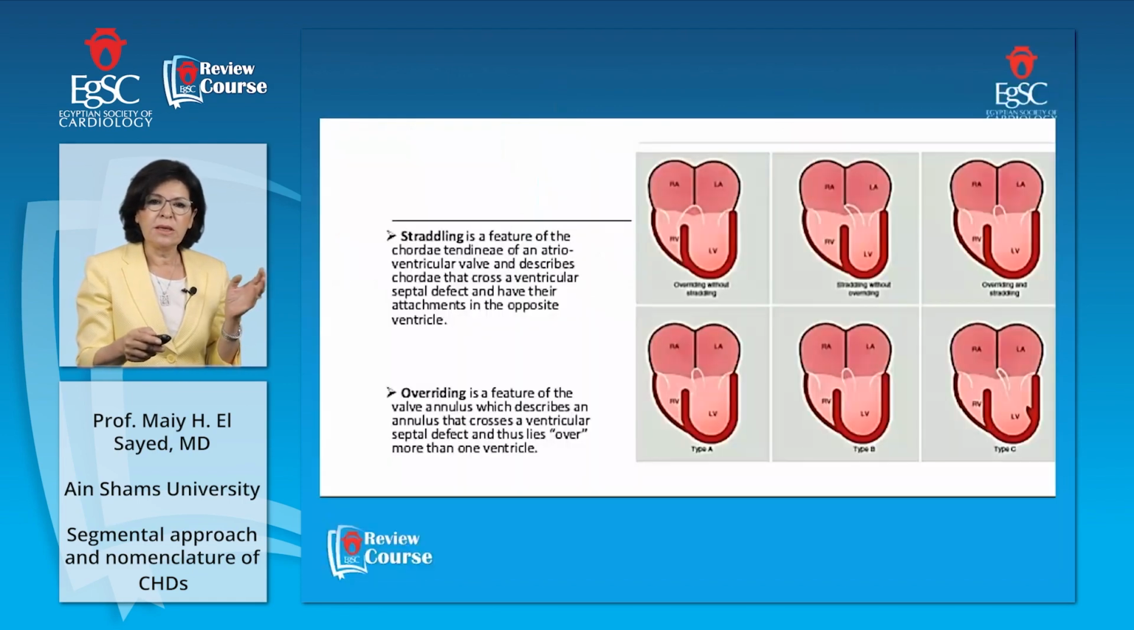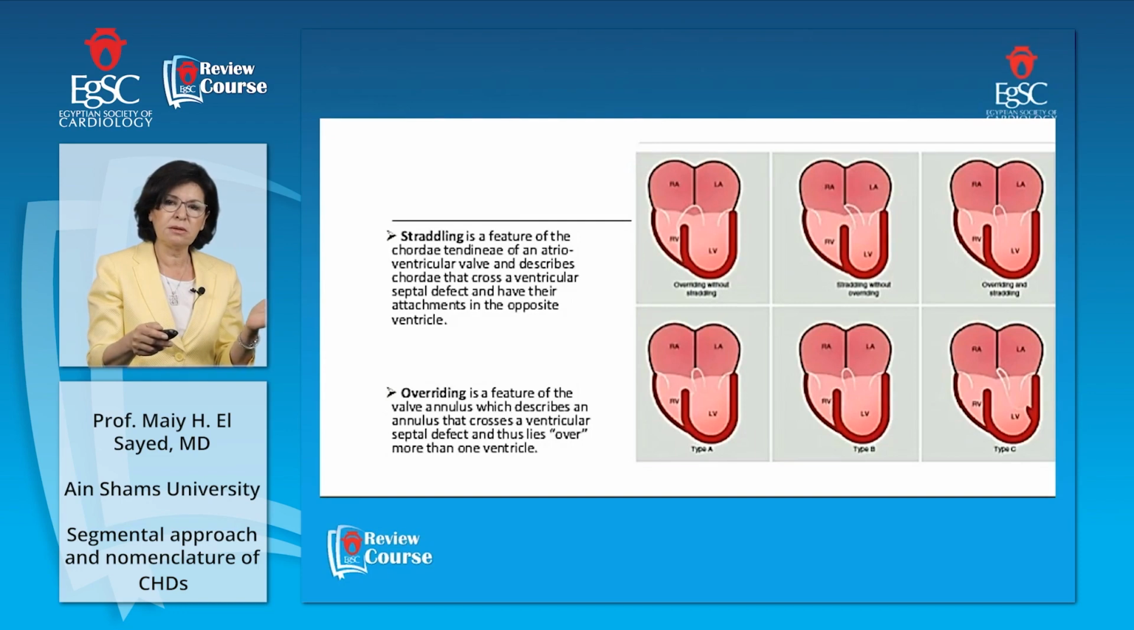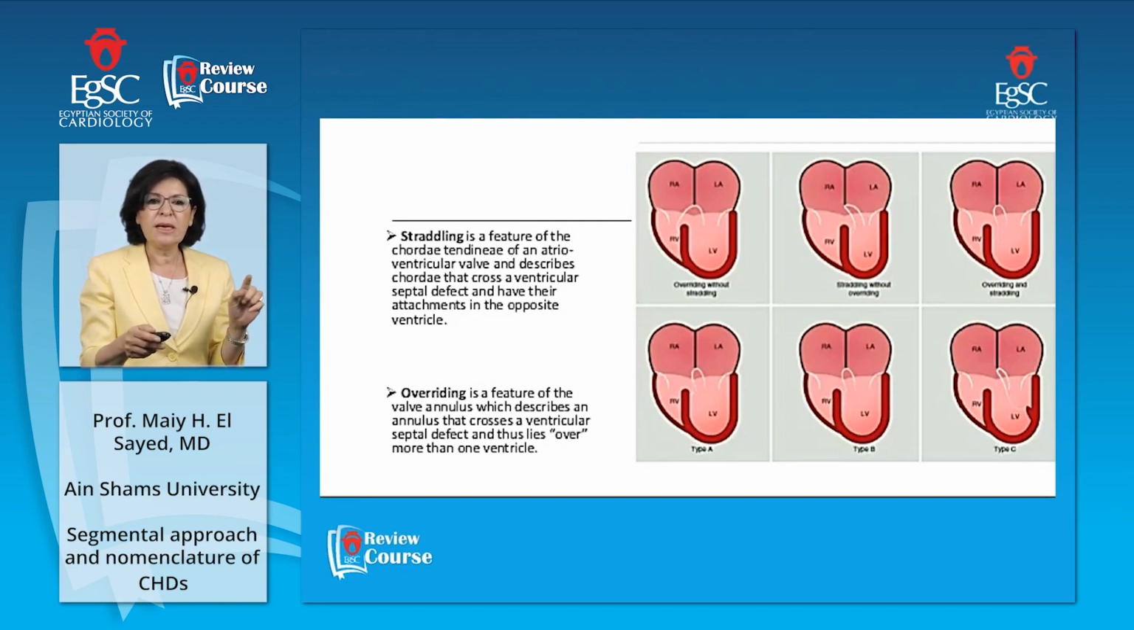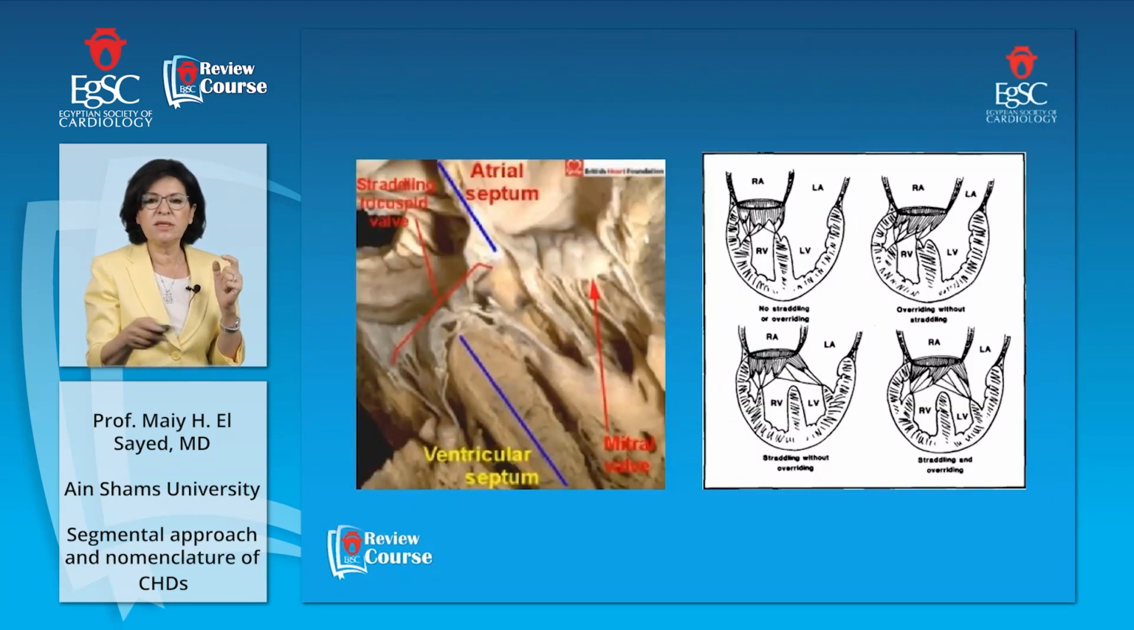So the straddling is a feature of the chordae tendineae, where they cross from one ventricle to the other, and then they are connected to the other ventricle. So it's a feature of the chordae. And overriding is a feature of the annulus itself. So the annulus is overriding the septum, exactly like an overriding aortic valve. So let's think of it like this. So let's see about these examples.